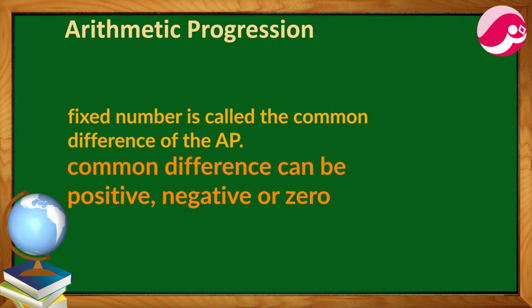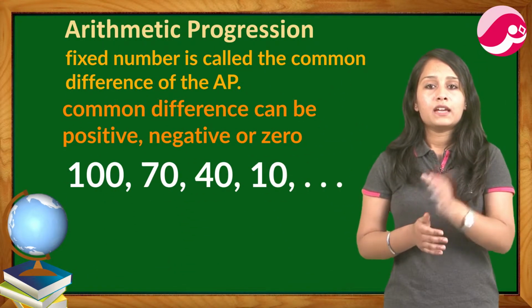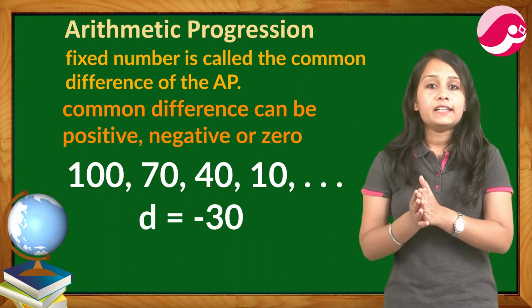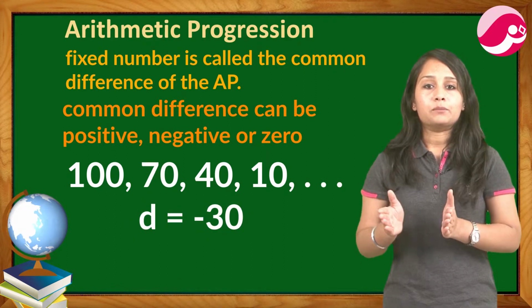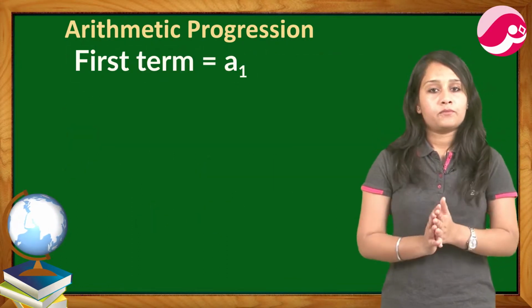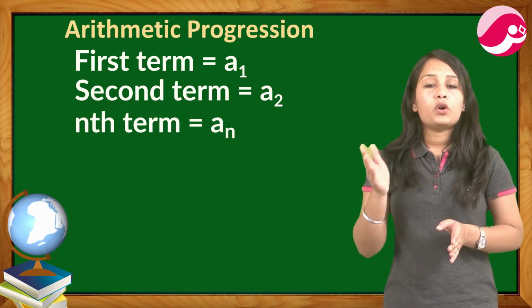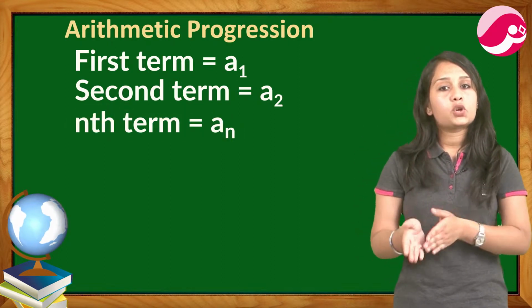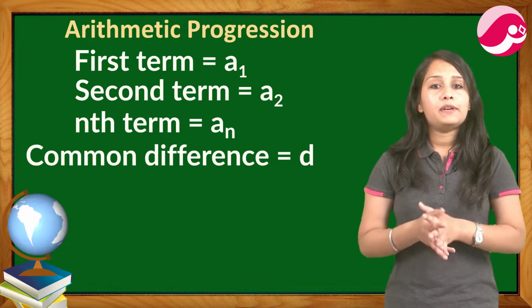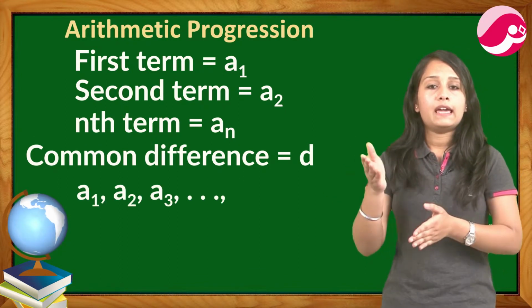For example, in the sequence 100, 70, 40, 10, D is equal to -30, यानी common difference जो है वो है -30. अब suppose हमने first term of an AP को ले लिया A1, second term को A2 and similarly nth term को AN and common difference को ले लिया D. तो हमारा AP क्या बनेगा? A1, A2, A3 up to AN.